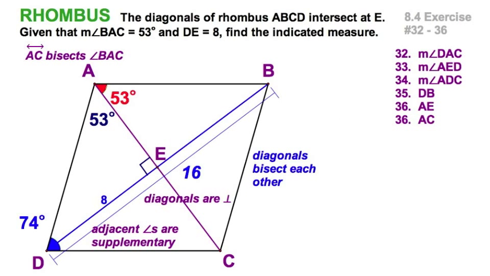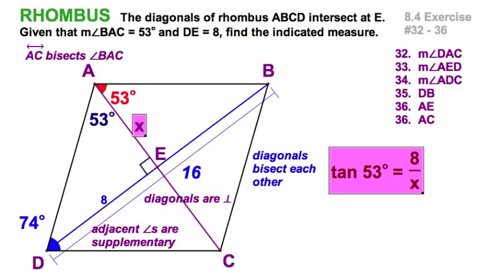Now it's trig time, the moment you've been waiting for. Because I know this is 8, I need to find this, and I've got a 53-degree angle. Opposite over adjacent. Come on, it wasn't that long ago. TOA, SOHCAHTOA, TOA, that's obviously tangent. So the tangent of 53 equals 8 over x.